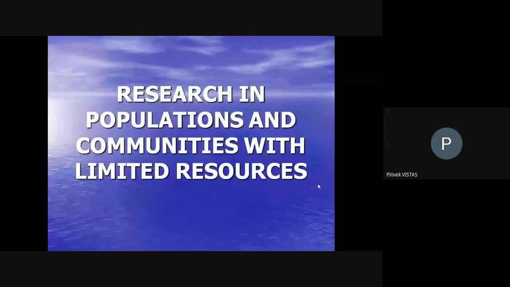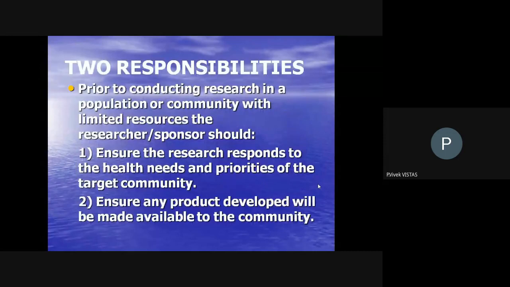So, research in populations and communities with limited resources. There are two responsibilities. Prior to conducting research in a population or community with limited resources, the researcher should ensure the research responds to the health needs and priorities of the target community. Now, when resources are limited, either in the community or other facilities, what are the things we need to consider? We need to ensure the needs and priorities of that particular target community, and then ensure any product developed will be made available to the community.